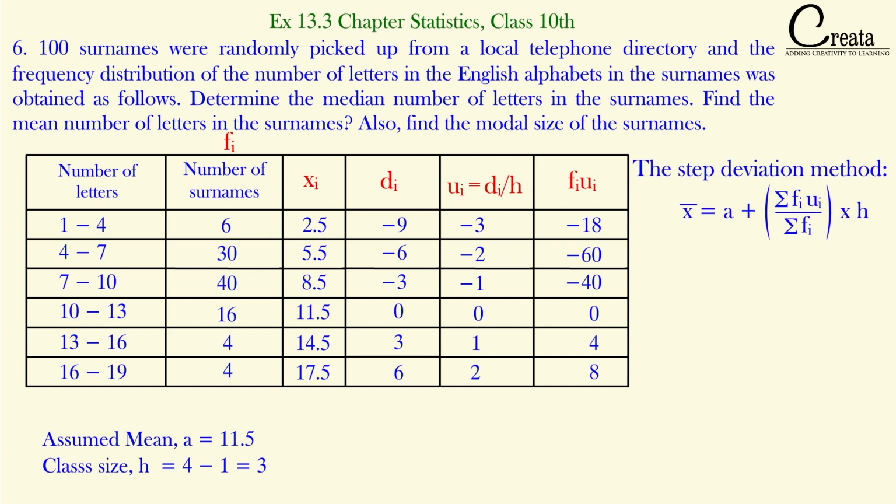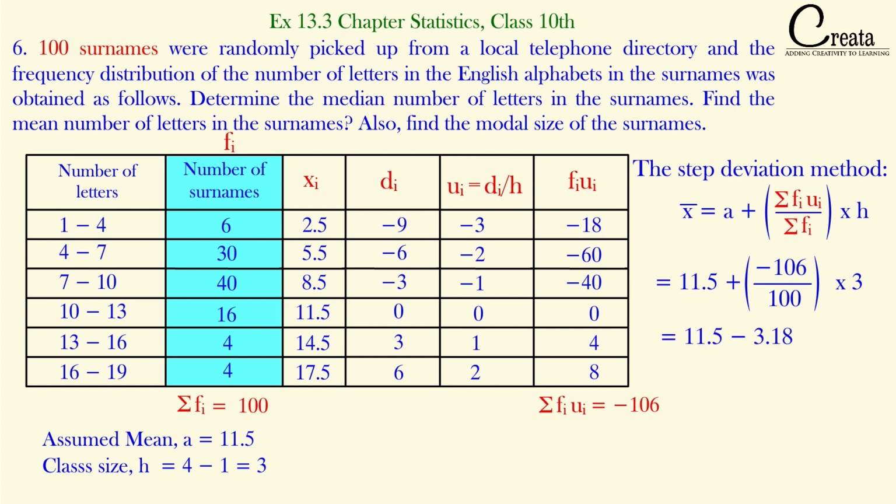And this is the formula of the step deviation method. Here we have to calculate sigma fi into ui and sigma fi. For that, let's add all the values of fi into ui. We got sigma fi into ui as minus 106. And let's add all the values of fi, which is already given in the question as 100 surnames. Now we have all the values for the formula. Let's put all the values. On solving, we got the mean as 8.32.